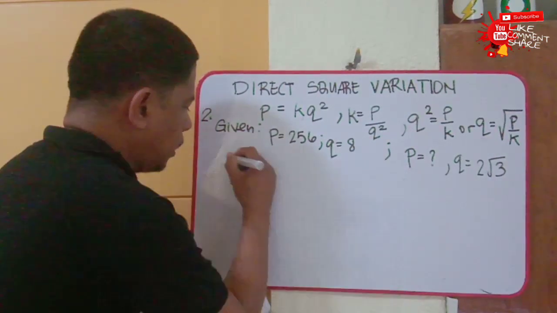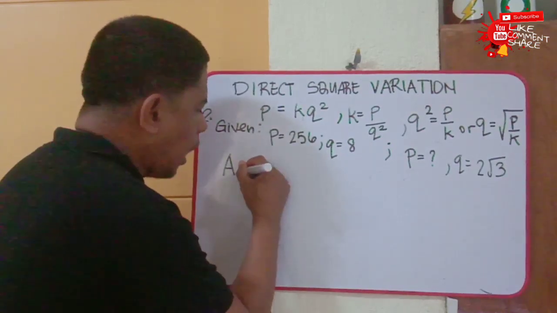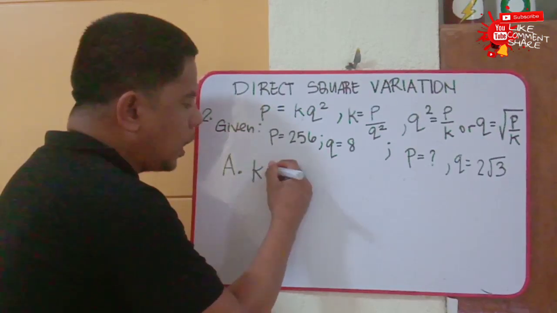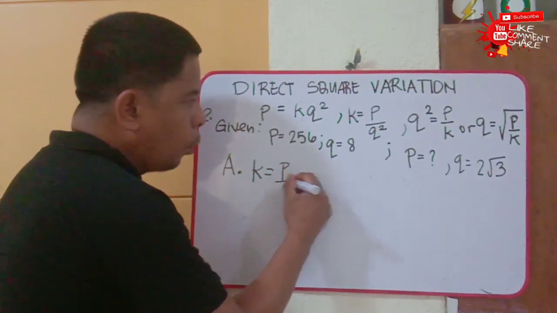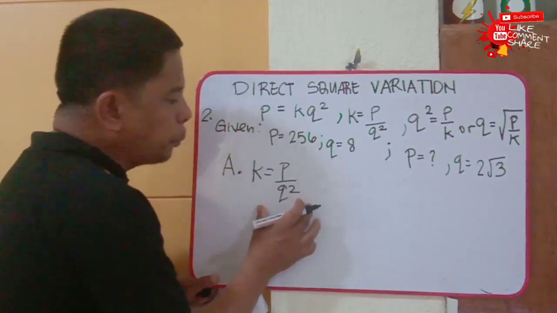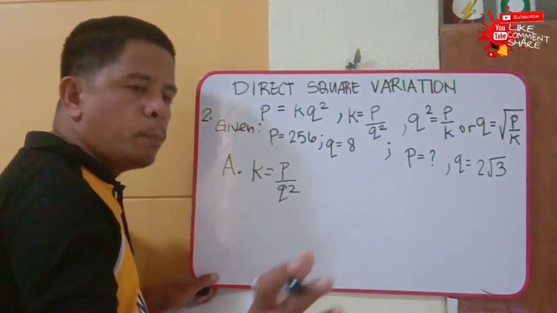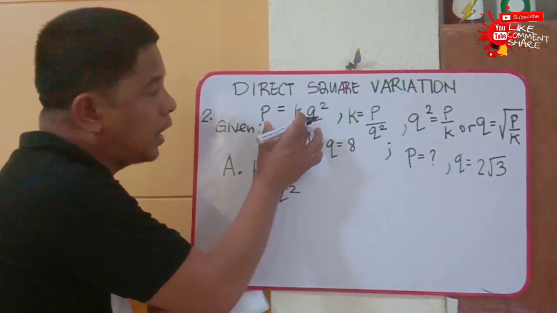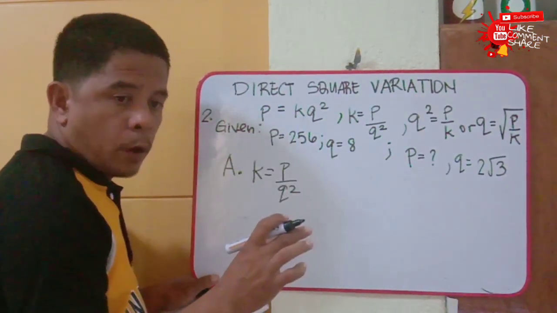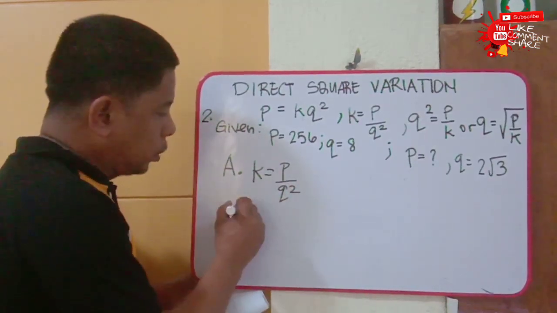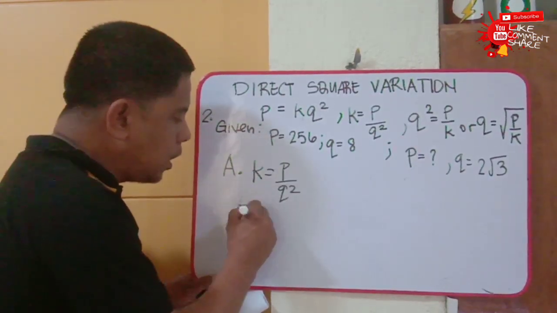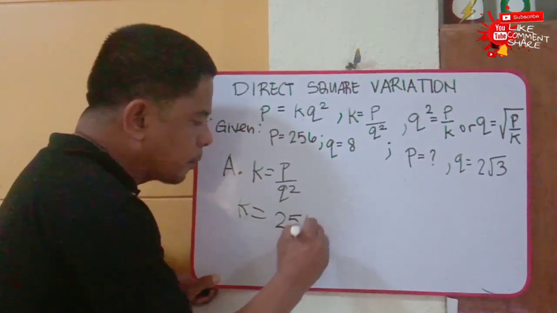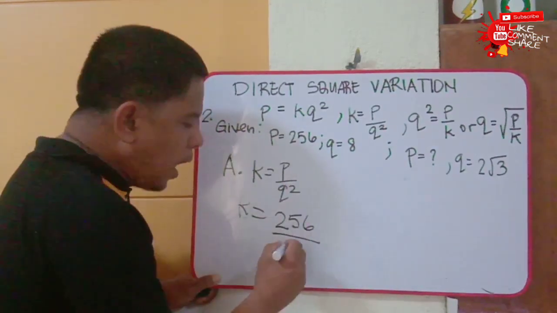Okay, letter A. So, hanapin po natin ang constant. So, the formula of the constant is K equals P over Q squared. Kaya ito po yung ginamit natin kasi yung two variables po natin is P and Q. Kaya hindi po natin inilagay as X and Y. Okay? So, substitute the value of P. So, K equals P equals 256 over Q equals 8.